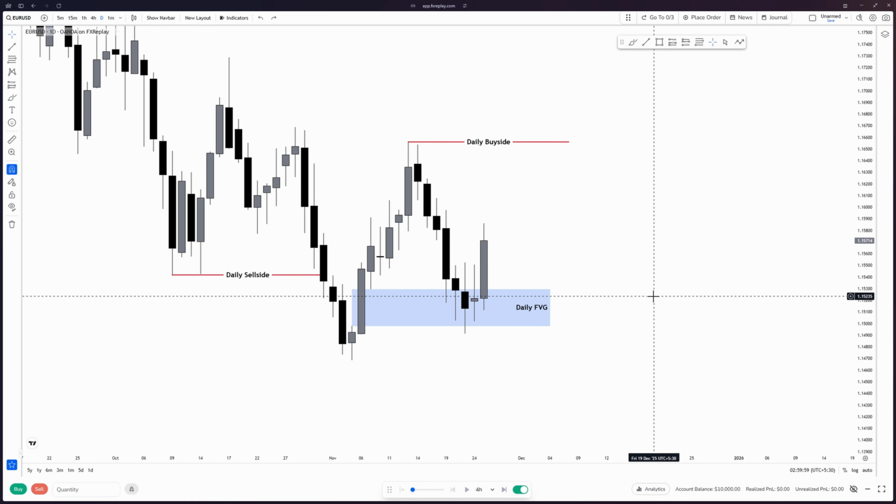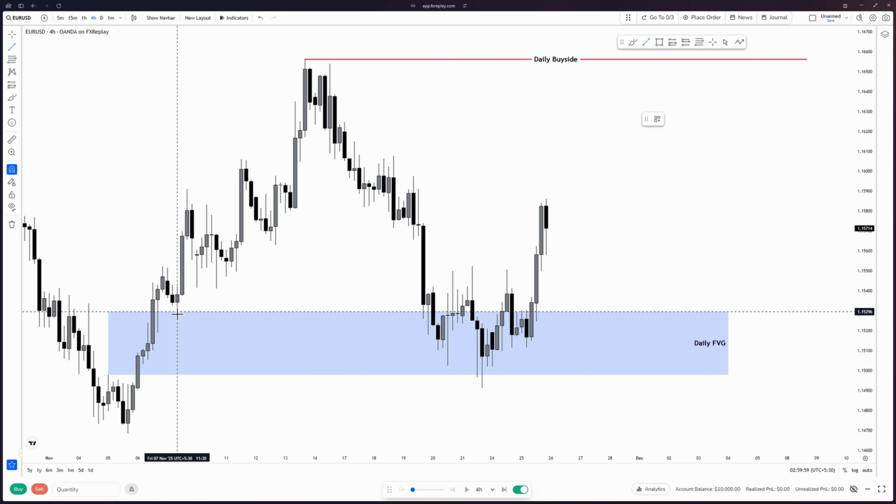After that, I will drop down to the 4-hour time frame, and here the market swept a 4-hour sell-side liquidity on the daily fair value gap. So I will simply mark this out.